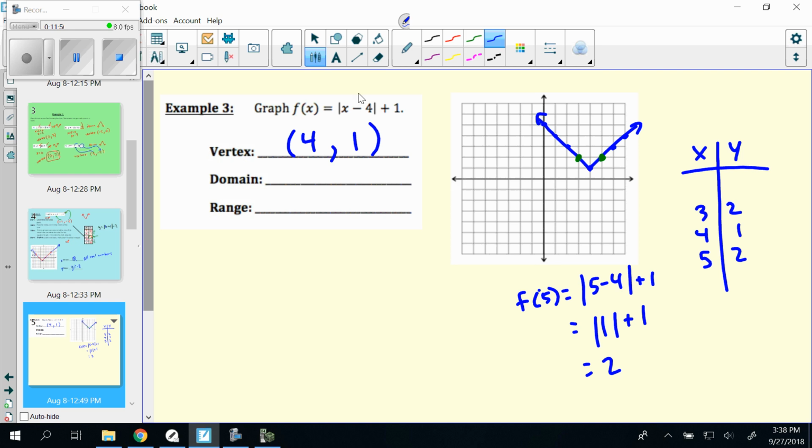All right, last part, domain and range. Again, you can put any number you want in for x here, and we can figure it out. So this is, again, all real numbers. Our range, it looks like for our y's, the lowest this gets is 1. And so our range is going to be y bigger than or equal to 1.